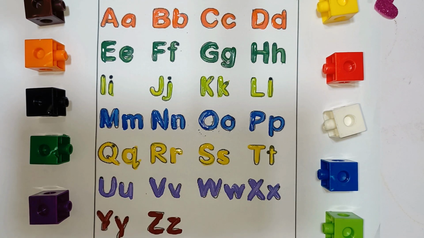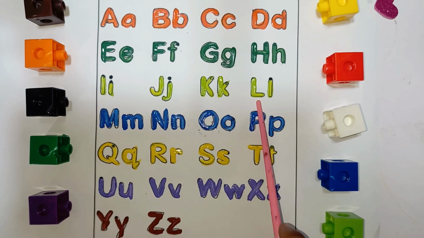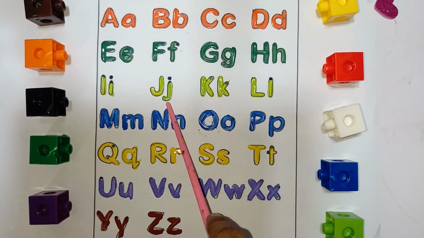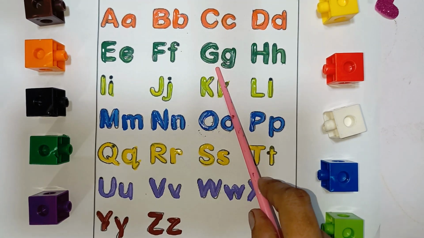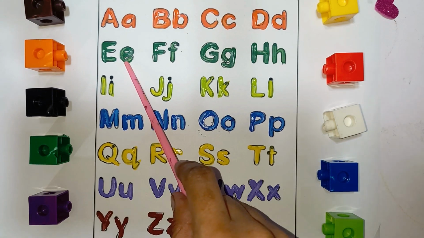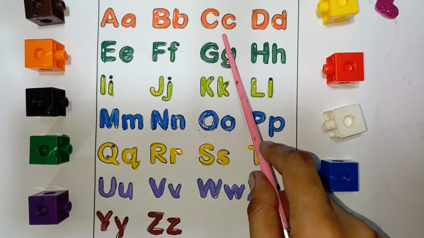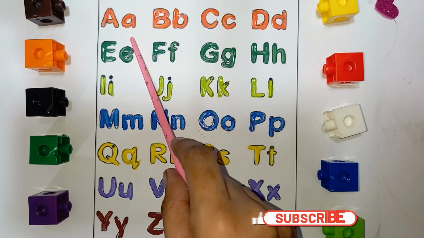Okay. Z, Z. Y, Y. X, X. W, W. V, V. U, U. T, T. S, S. R, R. Q, Q. P, P. O, O. N, N. M, M. L, L. K, K. J, J. I, I. H, H. G, G. F, F. E, E. D, D. C, C. B, B. A.